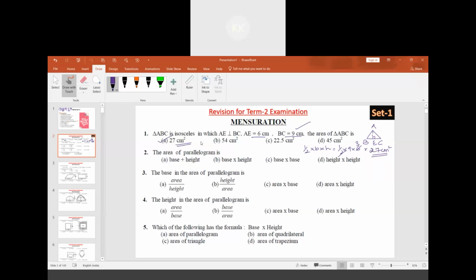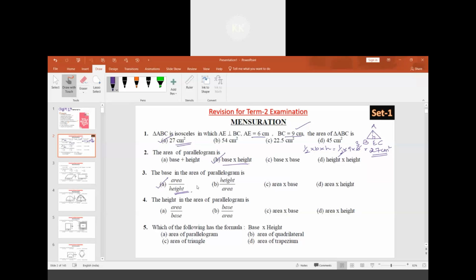Second question: area of parallelogram is base into height. The base of the parallelogram, if the area is given, is area by height. Option A. Very good.